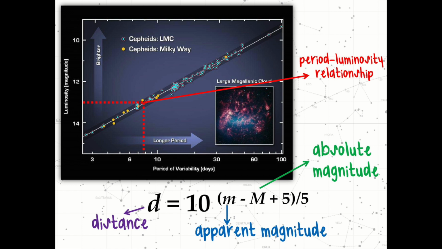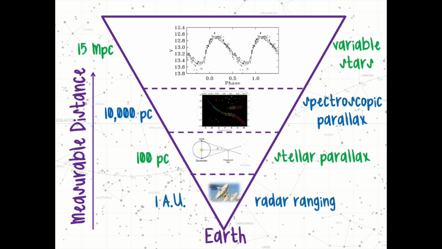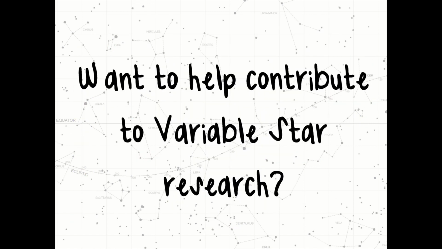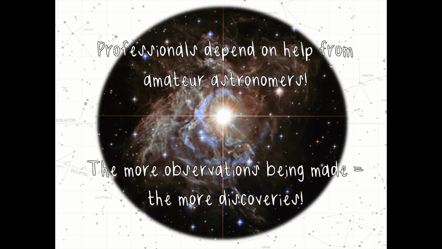Leavitt's single discovery has led astronomers to amazing finds, one of the most impactful of which is the ability to measure distances that were previously impossible to measure using parallax. We have expanded our measurements of the observable universe from hundreds of light years to billions. Continued research on variable stars is still important today, and anyone can participate. Professionals actually depend upon the help of amateur astronomers in observing and recording the vast expanse of our night sky.